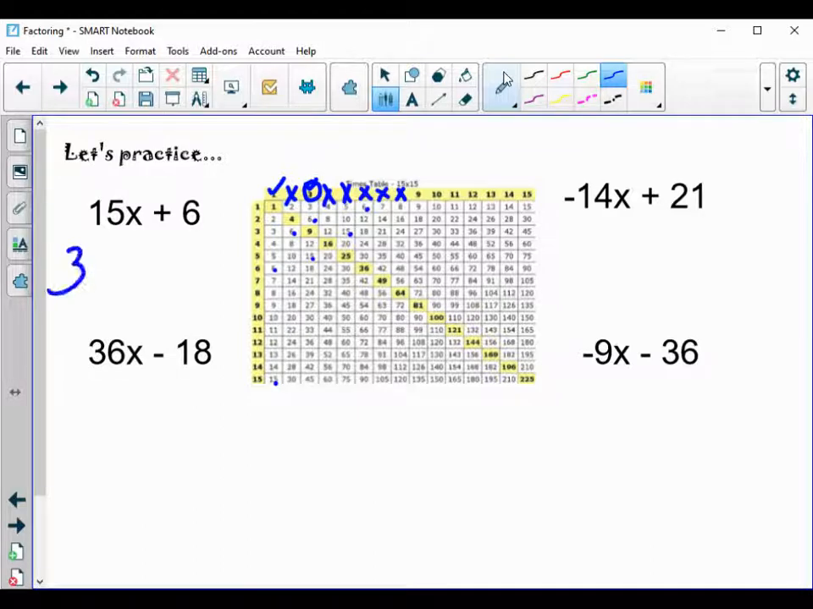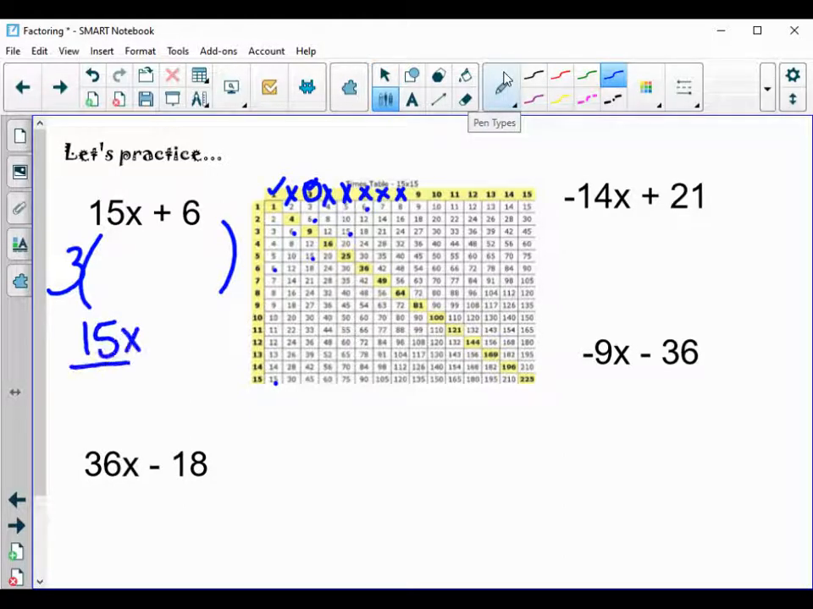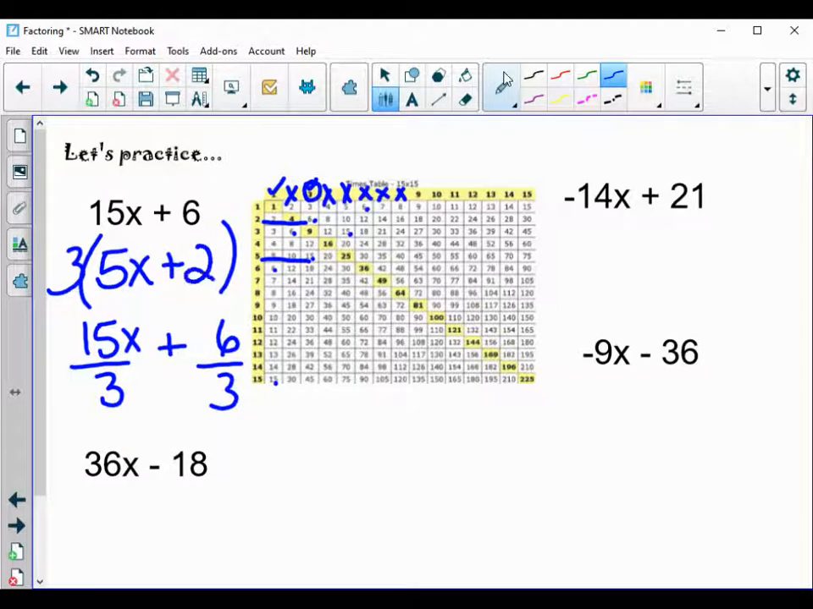So your 3 goes on the outside of your parentheses. Okay, and you're trying to figure out what 15x divided by 3 is, and then 6 divided by 3. So you go to 15, and you see that it is 5x, and you go to 6, and you see that it is a 2. So what you divide by goes on the outside, and after you divide, your answer goes on the inside. Okay, let's try this one over here.